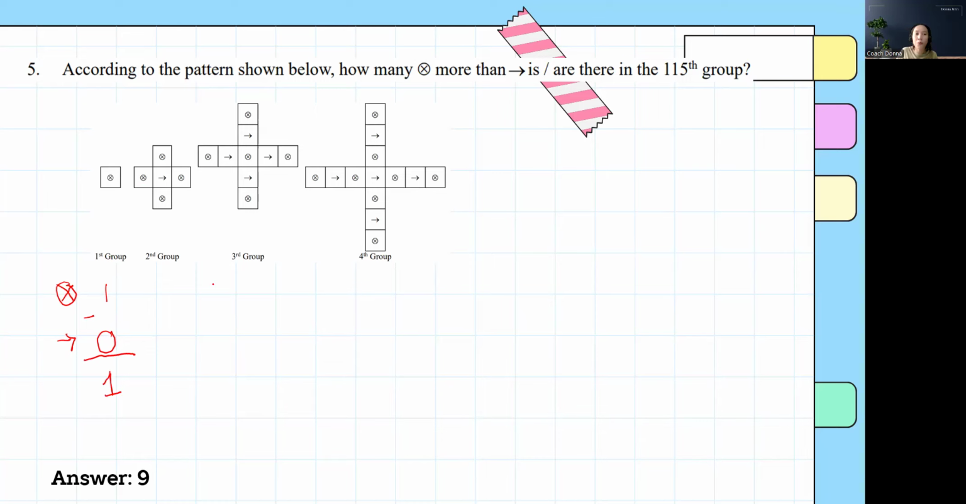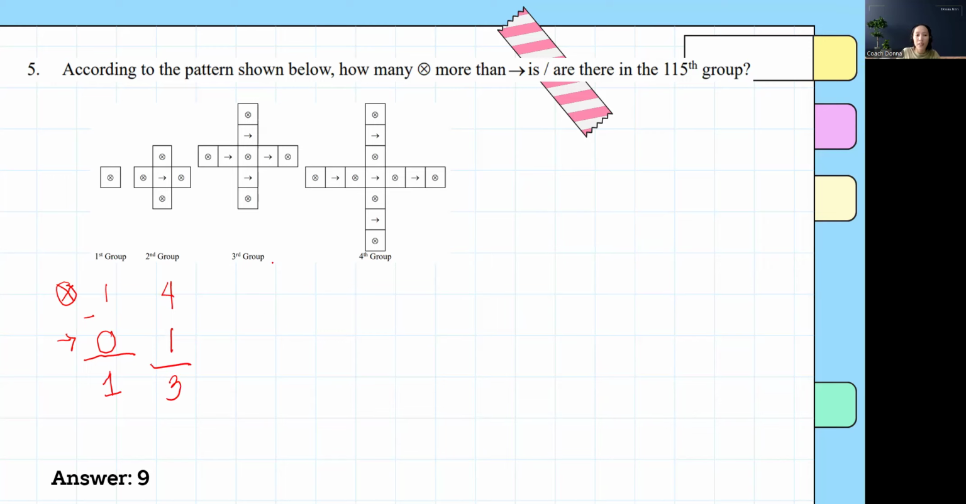In the second group, we have 1, 2, 3, 4. We have 4 crosses. And we also have 1 arrow. Again, how many more crosses? We have 4 minus 1. And that's 3. We have 3 more crosses than arrows in the second group.